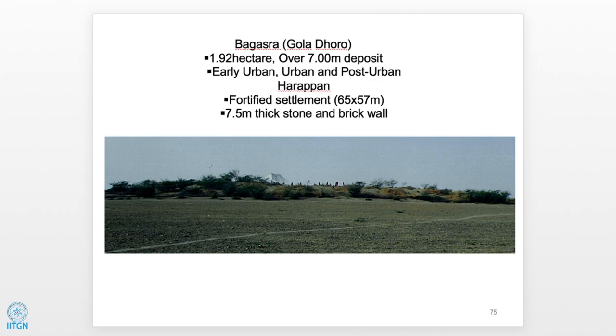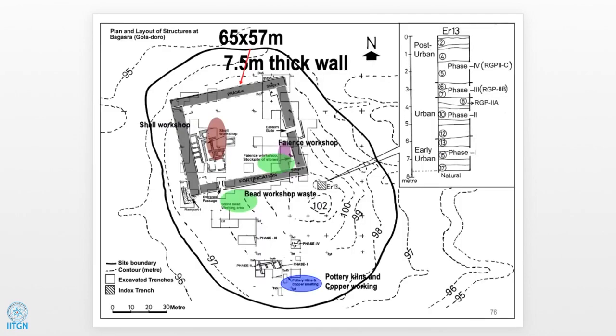And this is the plan of Dholavira. We have a fortification and different clusters. You can see the bead workshop, the shell workshop, and also a pottery workshop. And this site has a lot of reserve slipware. On the right side, you can see its stratigraphy, early urban, post-urban, different developments.